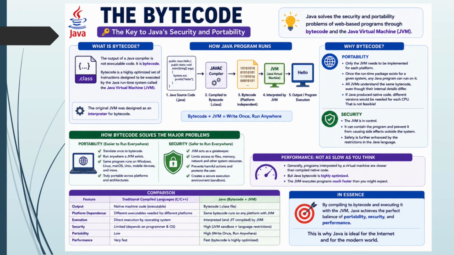Why bytecode? Portability. Only the JVM needs to be implemented for each platform. Once the runtime package exists for a given system, any Java program can run on it. All JVMs understand the same bytecode, even though their internal details differ. If Java produced native code, different versions would be needed for each CPU. That is not feasible.